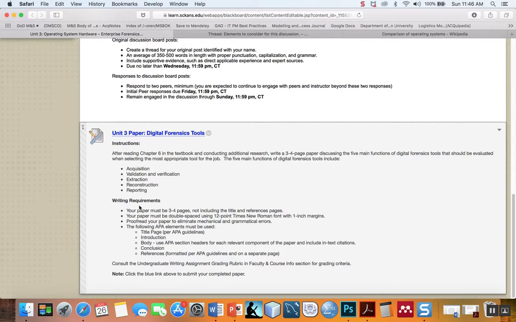So acquisition: how does it acquire data? How do you validate and verify? How do you extract? How do you reconstruct? And how do you report? Depending on the tools that are available, all of these things could have an impact on which one you choose, the most appropriate tool for the job.